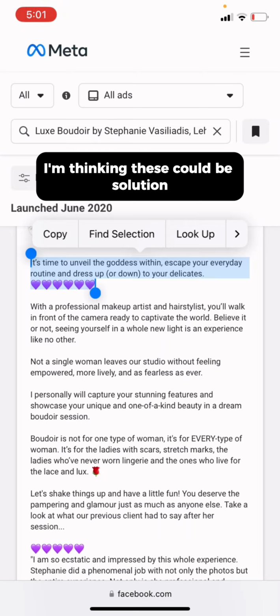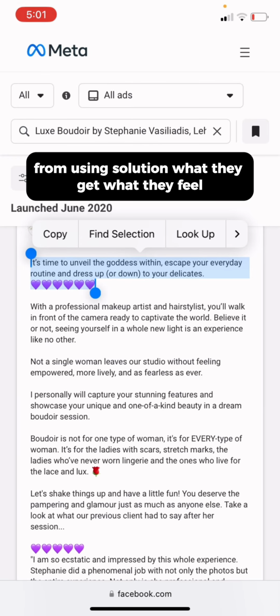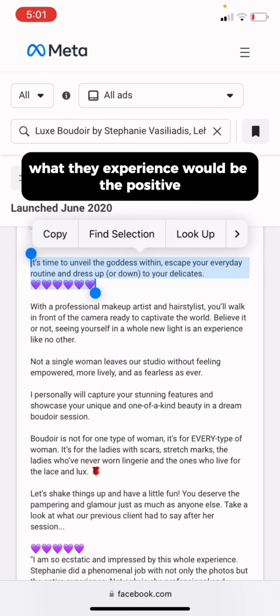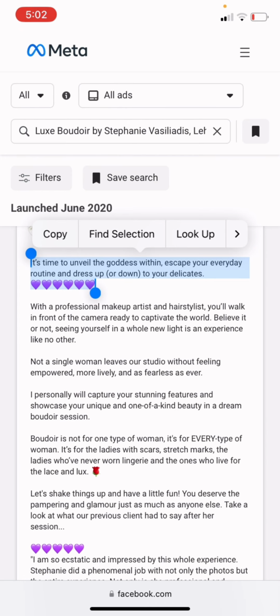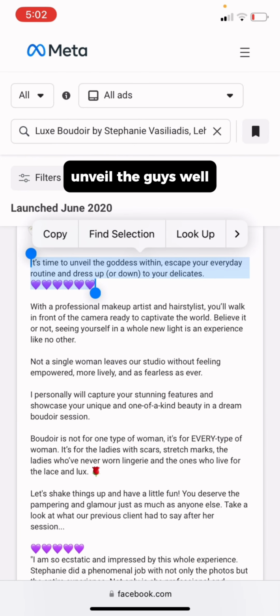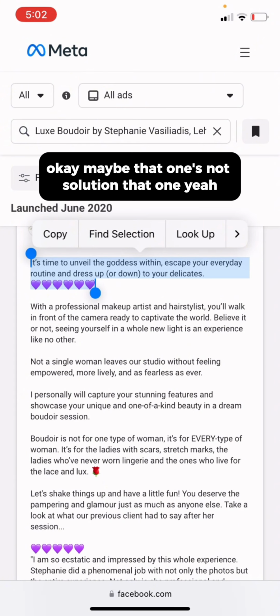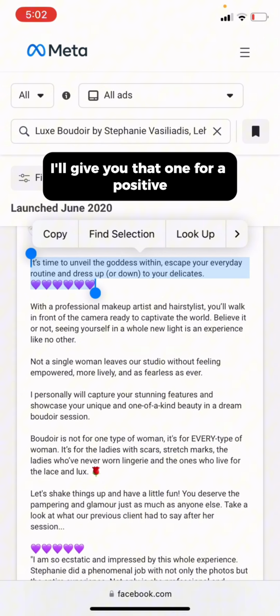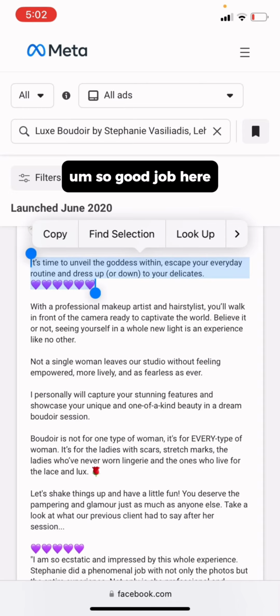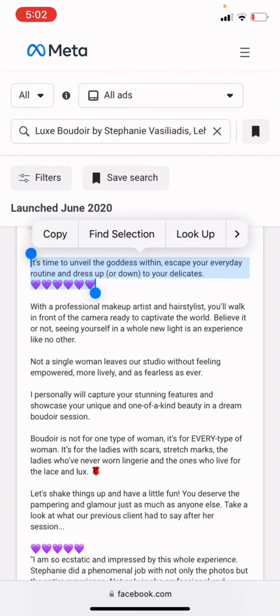I'm thinking these could be solution. And it's what they get from doing solution, from using solution, what they get, what they feel, what they experience, would be the positive. Unveil the goddess. Well, okay, maybe that one's not solution. That one, yeah, I'll give you that one for a positive. So good job here. You got negative, positive tension.